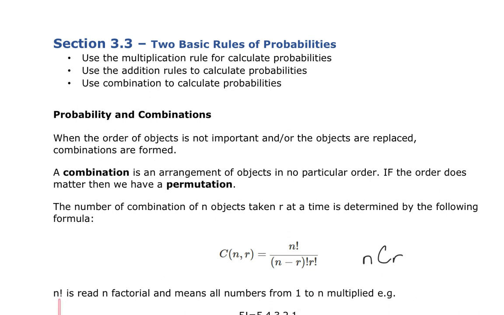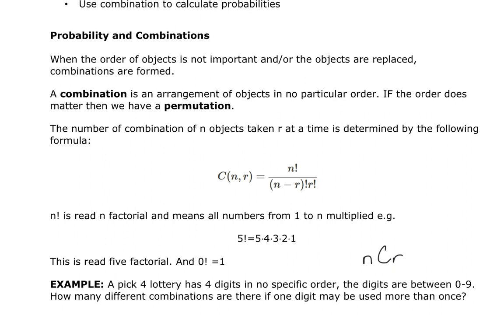And what is factorial? Well, the n with the exclamation mark is read as n factorial, which means all the numbers from 1 to that number n are multiplied together. As an example, 5 factorial means 5 multiplied by 4 multiplied by 3 multiplied by 2 multiplied by 1. That's what factorial reads. And 0 factorial is always 1. That's just the definition. Accept it.